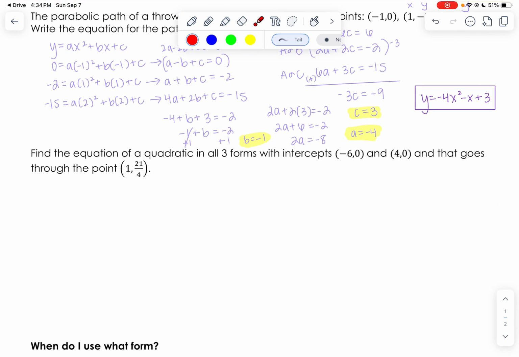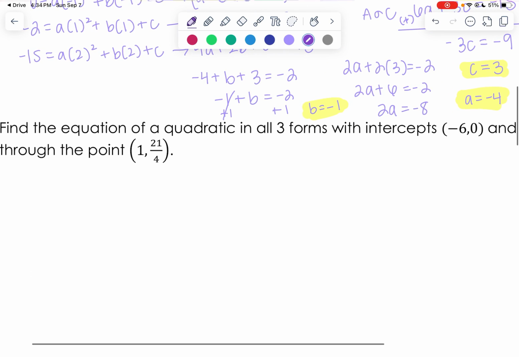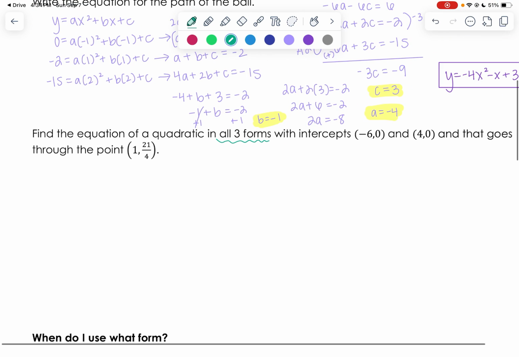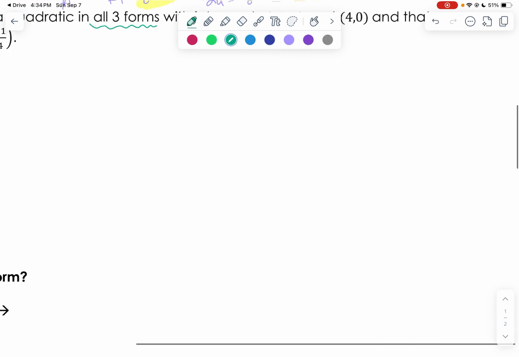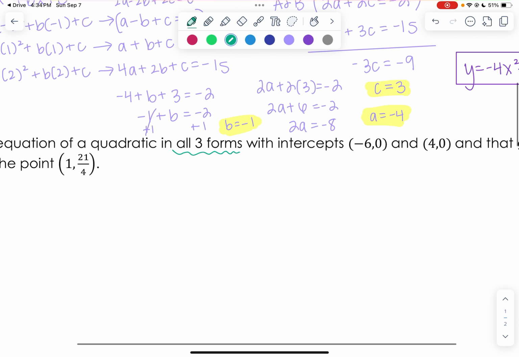Now, this next one says, find the equation of quadratic in all 3 forms. Okay, I have the intercepts, and then I have a point. So I have 3 points. So I'm going to keep doing what I've been doing, which is where I just plug everything in, okay, to find A, B, and C.